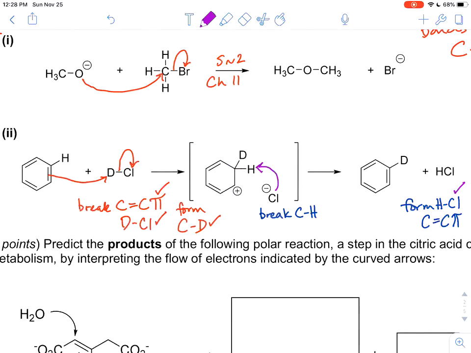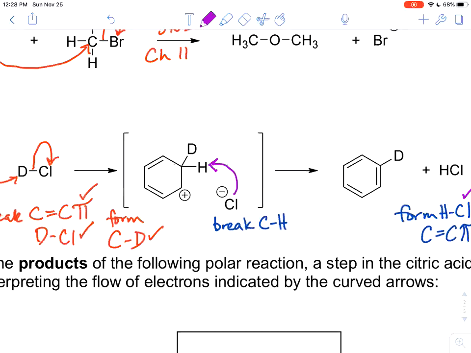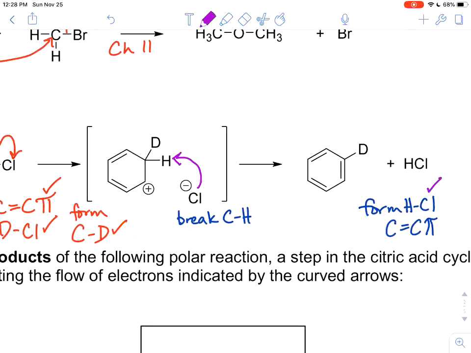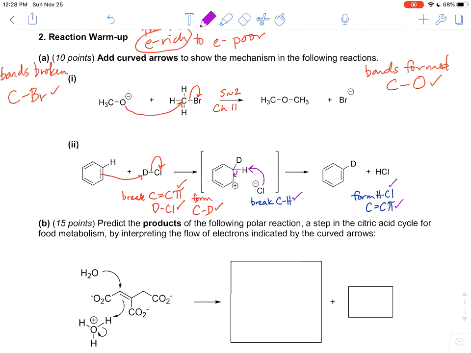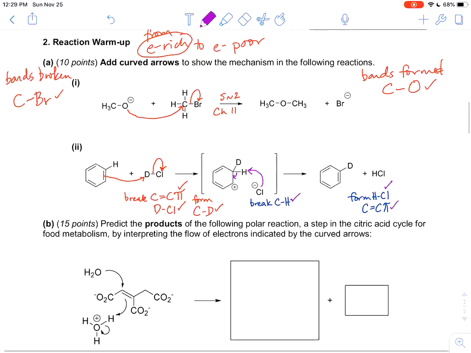We need to break the carbon-hydrogen bond, which means our arrow has to start at this bond right there in the middle, and we need to form the carbon-carbon pi bond, so we're going to kick these electrons right down, kind of a small arrow, once again breaking the carbon-hydrogen bond in the process of forming the carbon-carbon pi bond. And that's how you add the arrows for those two reactions.